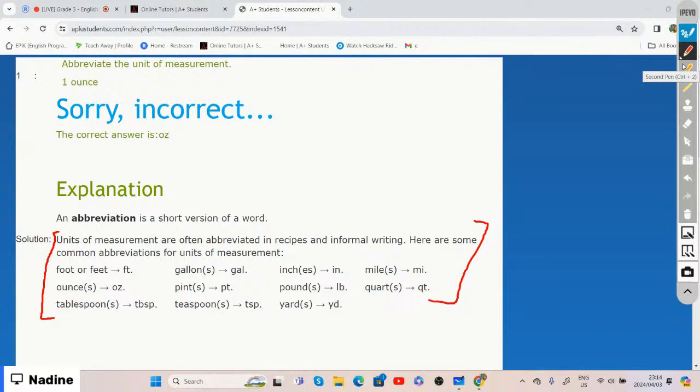So we need to abbreviate the word ounce. If we say 1 ounce, how are we going to abbreviate that word? Ounce. And you can look at the words that you see here at the bottom.